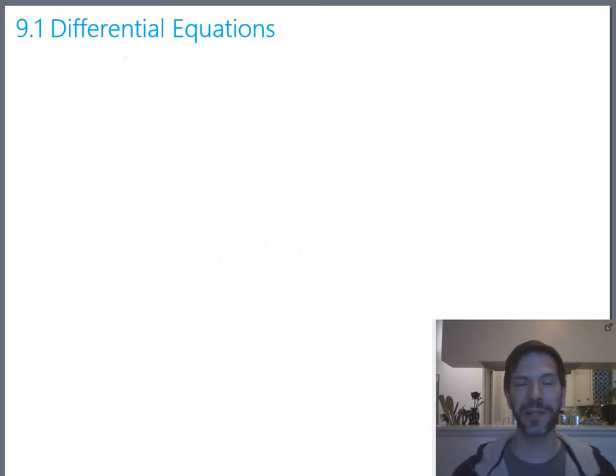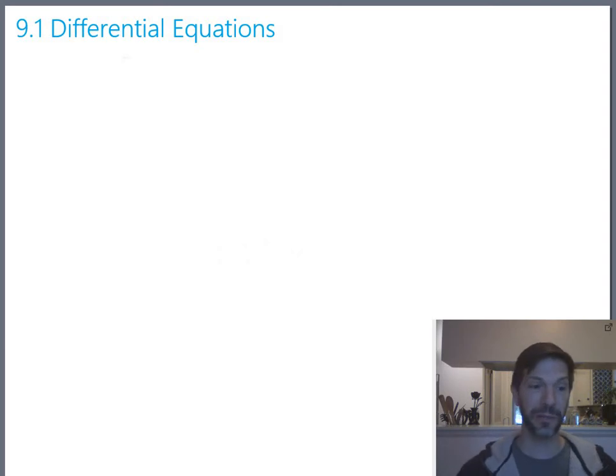Chapter 9 is an introduction to a topic called differential equations. You can take entire courses in differential equations, multiple courses in differential equations. It's a very broad field, useful in lots of areas of engineering and mathematical modeling. But we'll just get a basic introduction to it. So let's just start with saying what is a differential equation.